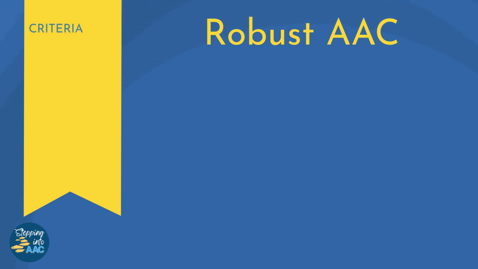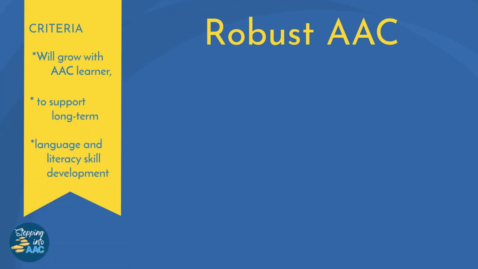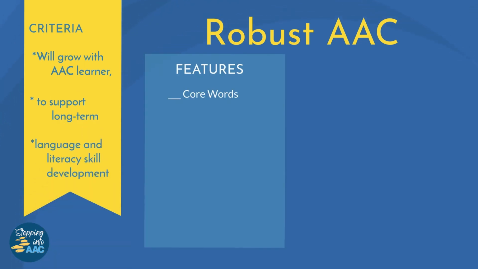Firstly, its features must include vocabulary and an organizational structure that will grow with the AAC user and support long-term language and literacy skills. It must include core words. These are the words that make up most of what we say. They are the glue, if you will, that holds together more specific words or fringe words. Fringe words must also be included. AAC learners are most motivated to talk about things important to them, so this is a must for their AAC.